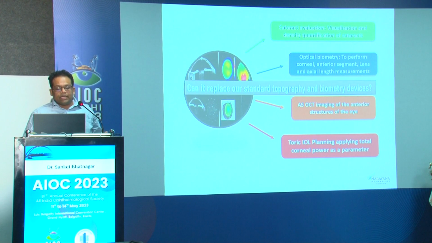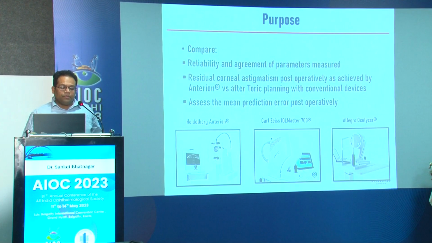But can it replace our standard topography and biometry devices? So that's where we conducted the study, with the purpose being to compare the reliability and agreement of parameters which were measured between Heidelberg Anterion, Carl Zeiss IOLMaster 700, and Oculyzer. We also studied the residual corneal astigmatism post-operatively, which was achieved by Anterion and with conventional devices, and we assessed the mean prediction error as a gauge of accuracy.